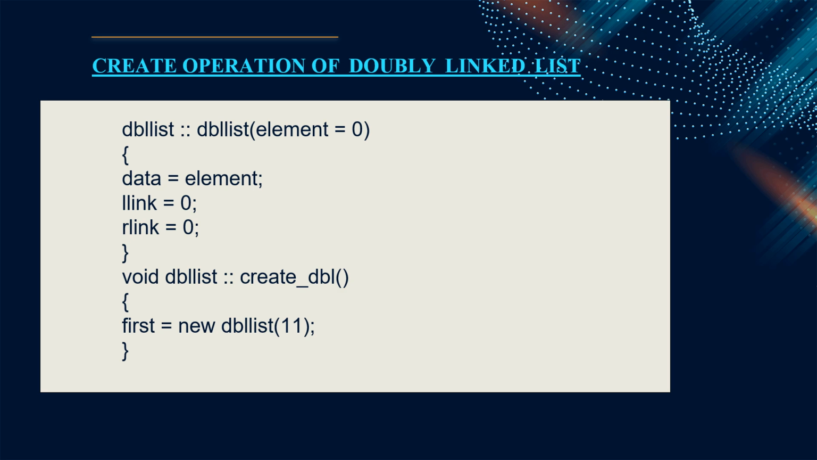As a whole, the create_dbl function is responsible for initializing the linked list. In this example, it creates the first node of the list with an element value 11. The newly created node is assigned to the pointer first, marking it as the head of the list.